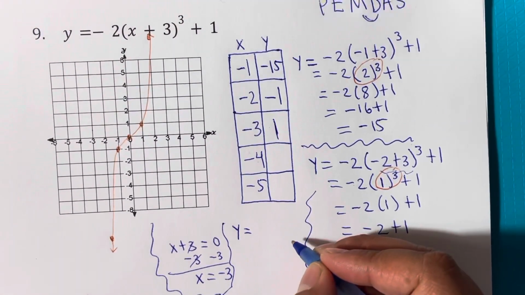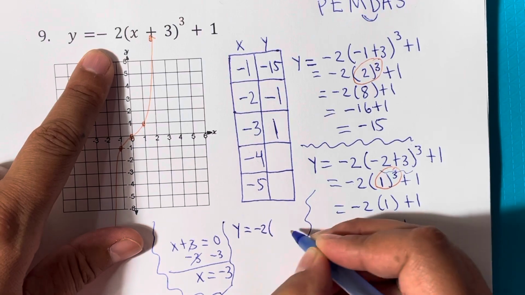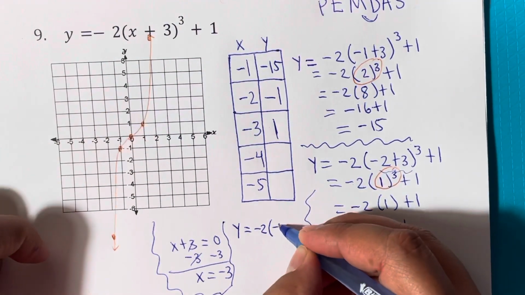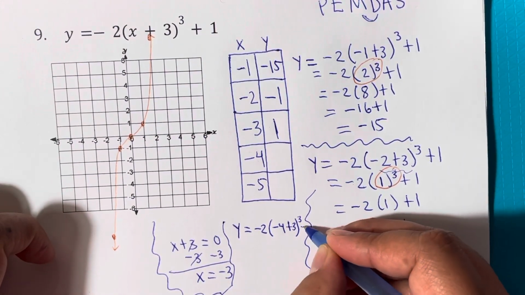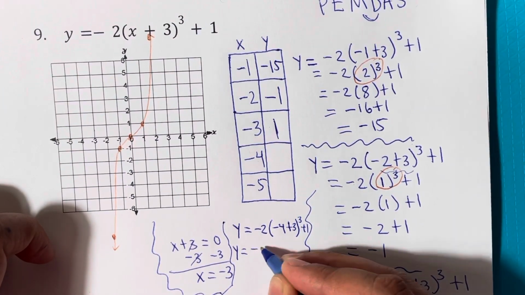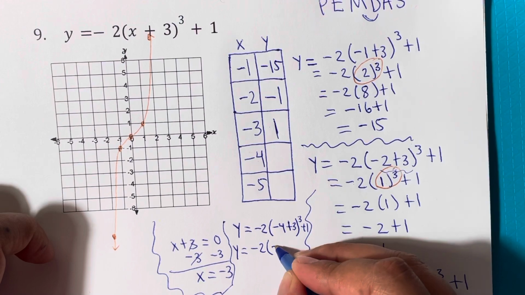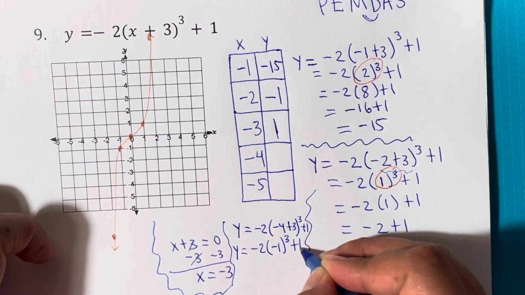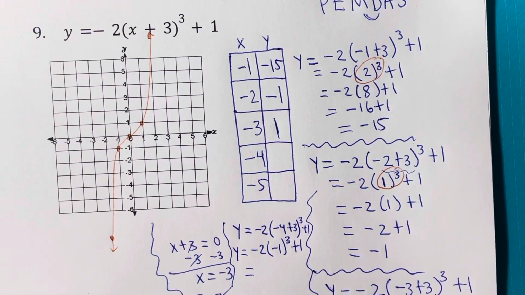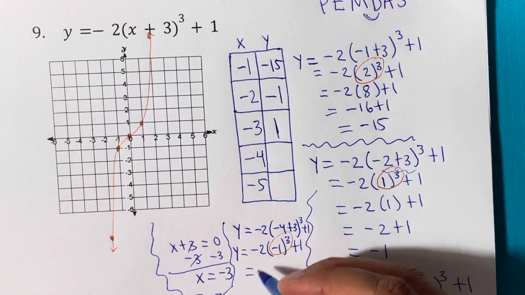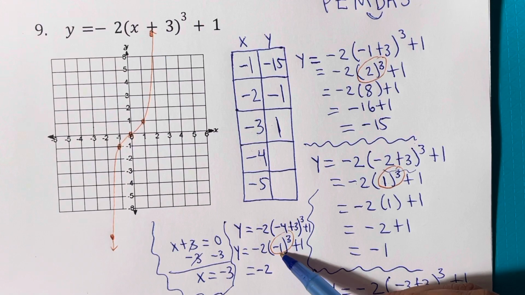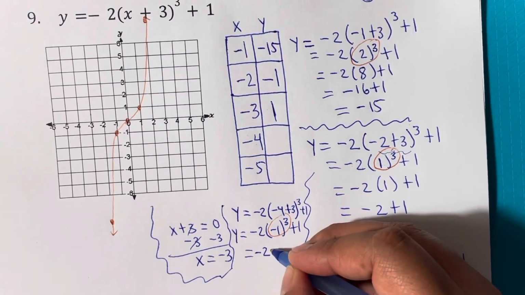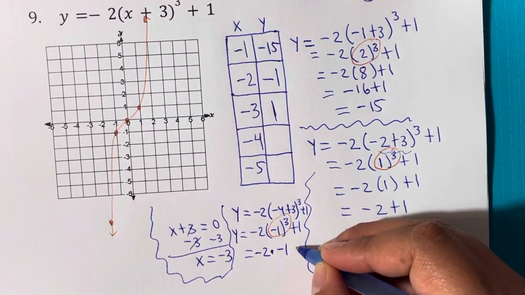Y is equal to negative 2 times the value of x, which is negative 4 plus 3 cubed plus 1. Y is equal to, bring down the negative 2. Negative 4 plus 3 is negative 1 cubed plus 1. And then remember to do the exponent first. Bring down the negative 2. And here we get negative 1 times negative 1 times negative 1 becomes, remember that the first 2 is positive, but then times the third one is negative. So you're multiplying times that negative 1. And bring down plus 1.